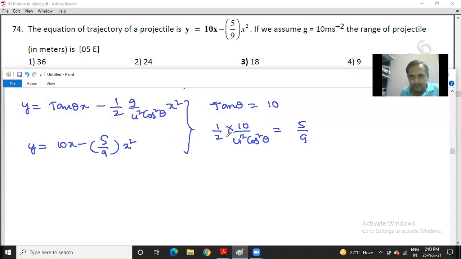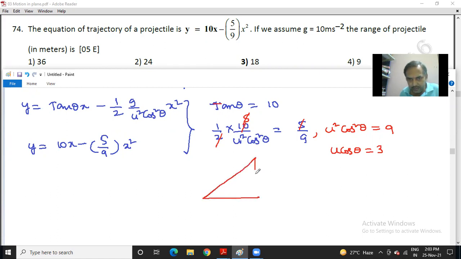On cancellation, 2 into 5 times, this 5 and this 5 get cancelled. So you'll get u square cos square theta is equal to 9. So if you take the square root, 9 will come under root. So you will get u cos theta is equal to 3. So you got tan theta equal to 10. Once again, you take a right angle triangle. If tan theta is equal to 10, 10 will be opposite, 1 will be adjacent. This will be root 101, 100 plus 1.